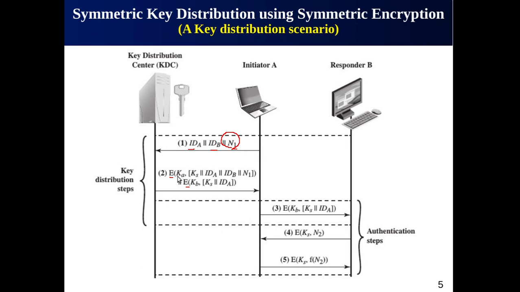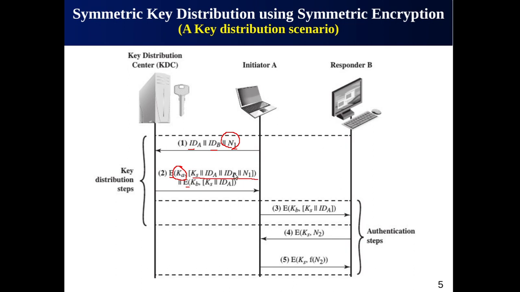Why? Because after this, only A will be able to successfully read the message, since it is encrypted with the secret of A. Only A knows the master key KA. Nobody else knows. So who would be able to decrypt this message? Only the party who knows KA, and that is the communicating party A. What is inside this message?